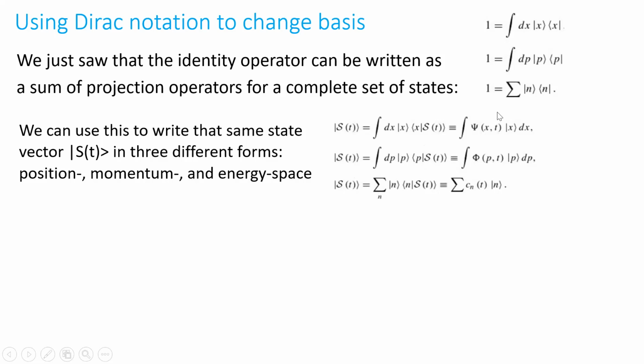And then finally, we can insert this sum over n of ket n bra n as the sum of the projection operators. And n with S of t we called Cn of t, the inner product of S of t with n. So that would be the sum over n of Cn of t ket n. And that's another way to represent the Hilbert space vector S of t. So three different equivalent ways to represent the vector in Hilbert space in terms of three different bases. And we recognize the wave function in position space, the wave function in momentum space, and then the coefficients of the energy eigenfunctions coming in those formulas.